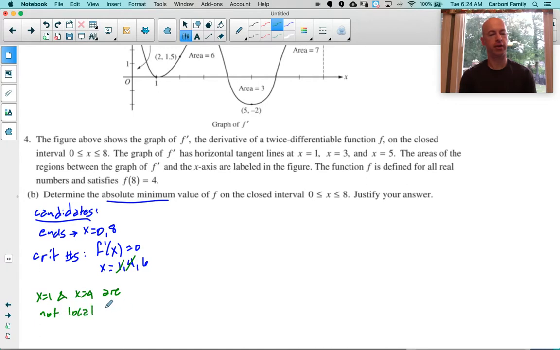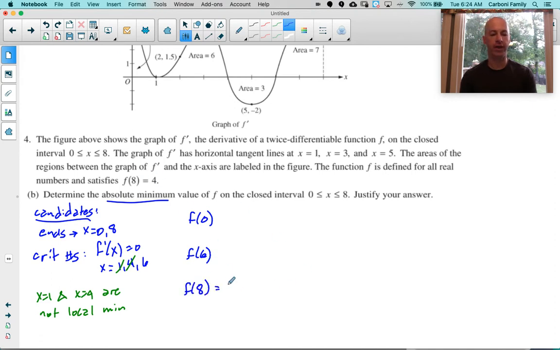And since they are not local minima, there's no way they could be the absolute minimum. And so we really only have 3 candidates. We have x equals 0, 6, and 8. And then with absolute extrema, there are some exceptions, but this is not one of them. Usually what you'll do is attempt to find the values of the function at each of those candidates: f of 0, f of 6, and f of 8.